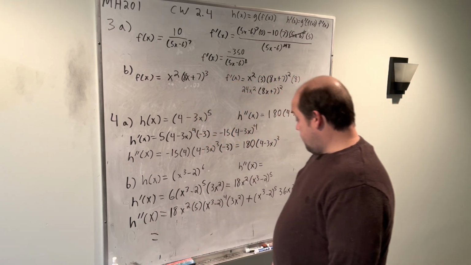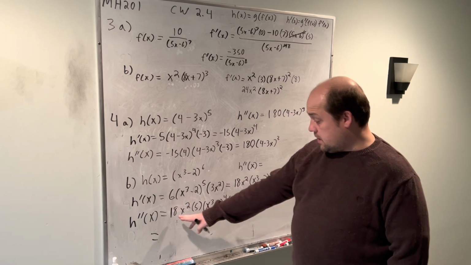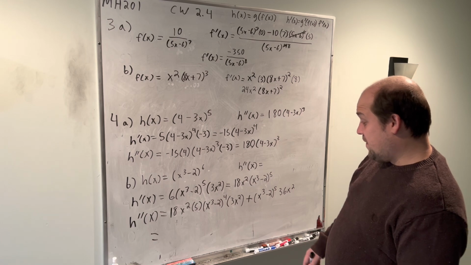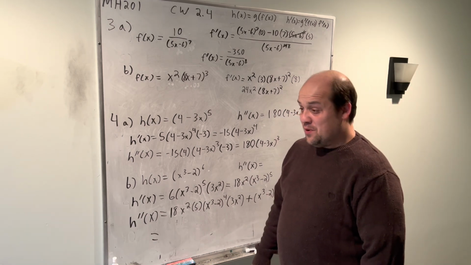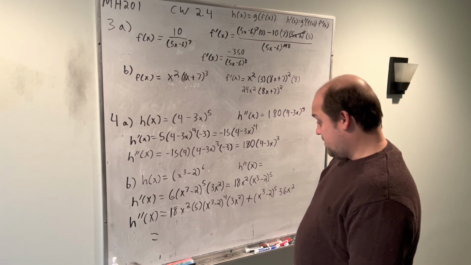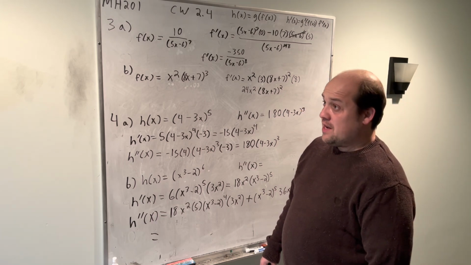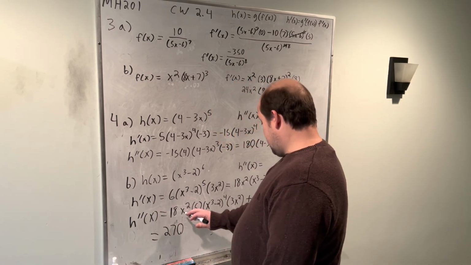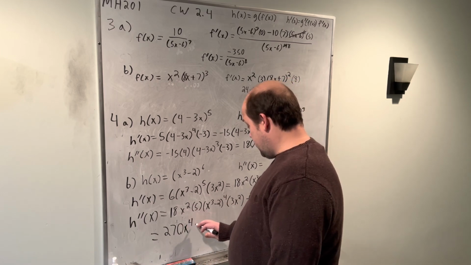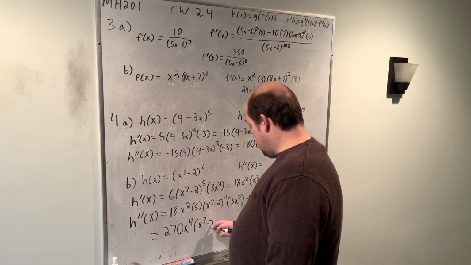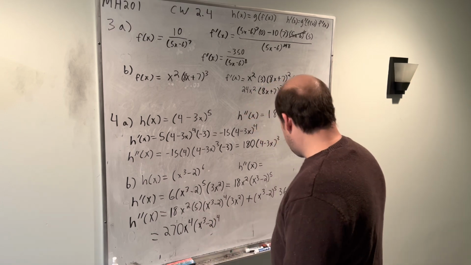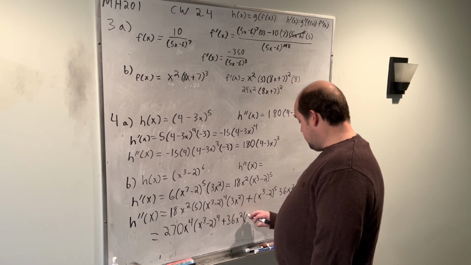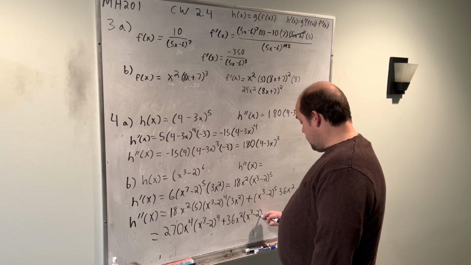If I multiply what's on the outside here, this 3 times that 18 times that 5. So 3 times 5 is 15. 15 times 18 would be 270, I believe. Right? 30 times 9. Okay. So 270, x squared times x squared gives me x to the 4th. Then I still have this x cubed minus 2 term to the 4th power. Plus 36x squared times x cubed minus 2 to the 5th power.